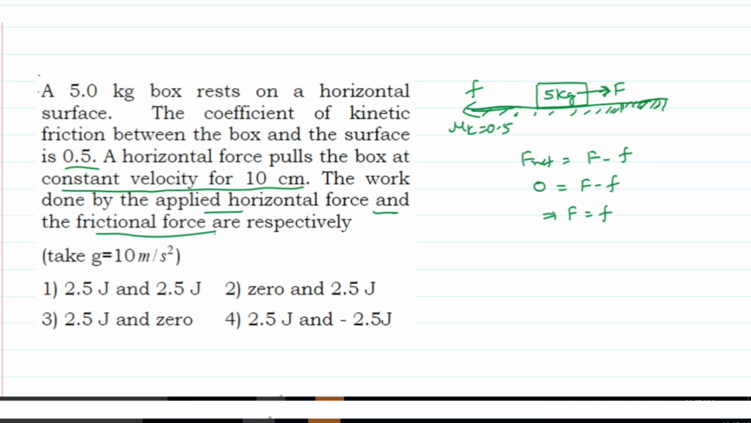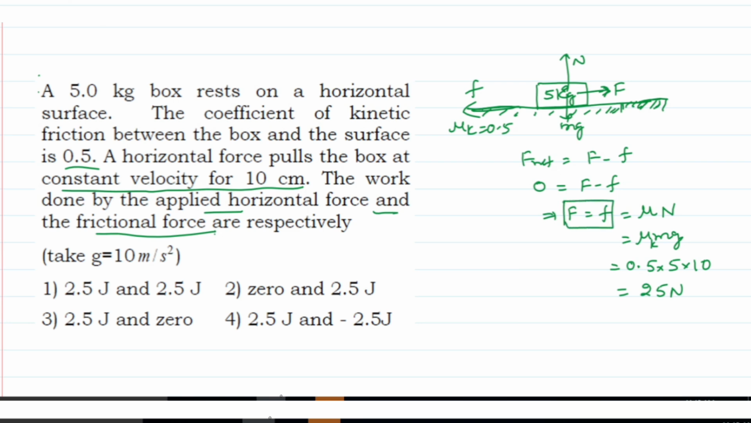Now what is the frictional force acting on the body? f equals mu into N. N is the normal reaction, which balances the weight of the body acting downwards. So mu into N is mu into m into g. The coefficient of kinetic friction is 0.5, the mass is 5, and g we take as 10. Together this is 25 newtons. So the applied force is nothing but the frictional force.